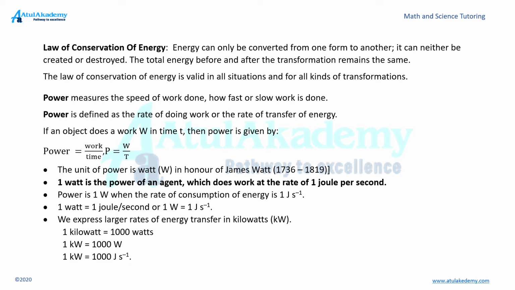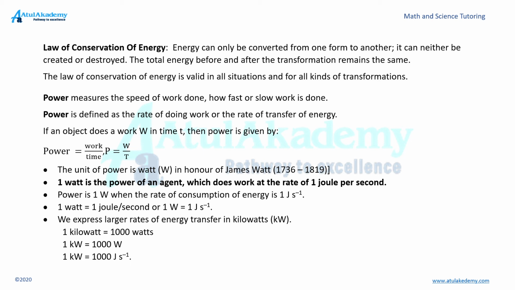Power. Power measures the speed of work done, how fast or slow work is done. Power is defined as the rate of doing work or the rate of transfer of energy. So power can be given by work upon time. Unit of power is watt. 1 watt is the power of an agent which does work at the rate of 1 joule per second. So 1 watt is equal to 1 joule by 1 second.